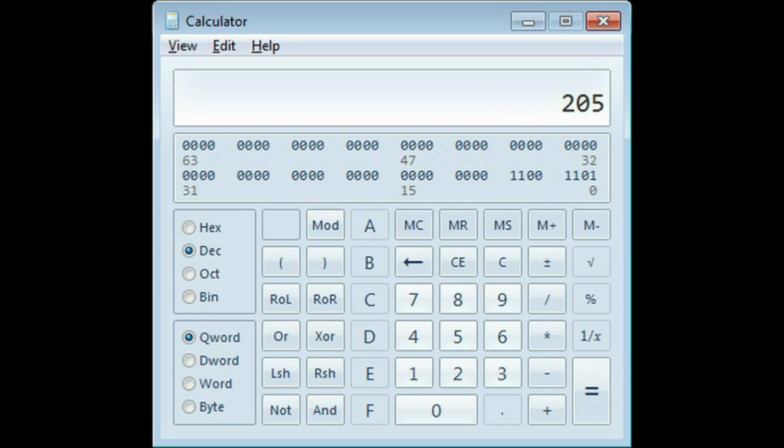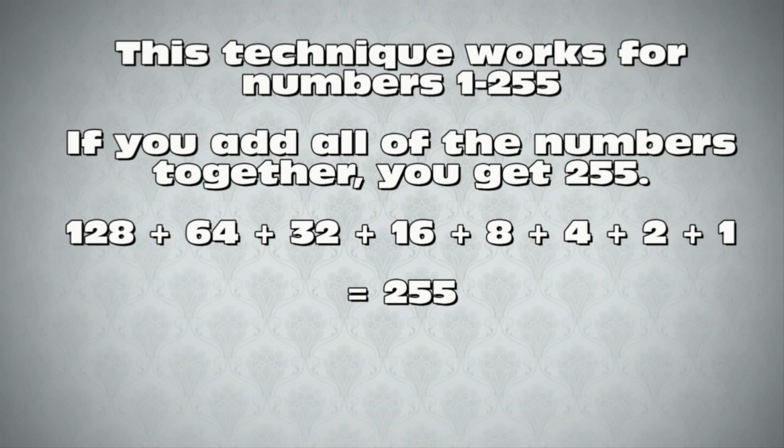It's pretty neat. This technique works for all the numbers 1 to 255. And if you add all of the numbers in our headers together, you will get 255. So if you added 128 plus 64 plus 32 plus 16 plus 8 plus 4 plus 2 plus 1, that equals 255.